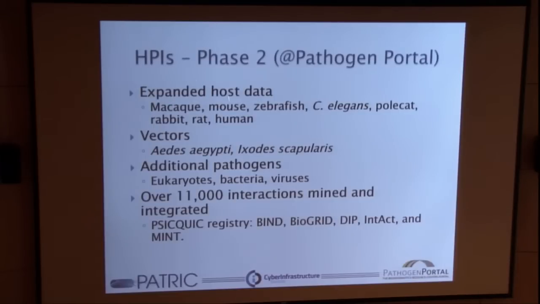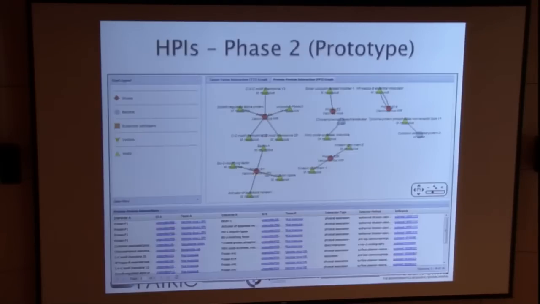We're going to expand from just human to all of these eukaryotes. We're also going to include vectors because these are important hosts, if you want to think of it that way, of many of these pathogens. And there's also going to be additional eukaryotes, which are pathogens, and then these guys, which are whatever you want to think about them as. And now this is the number, and it comes through all of that. And here's the prototype right now.